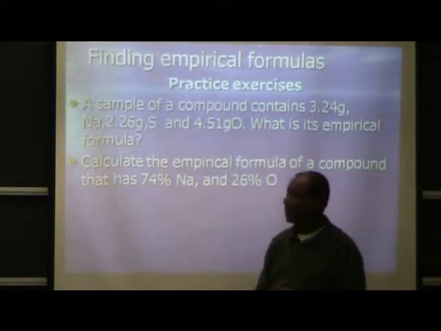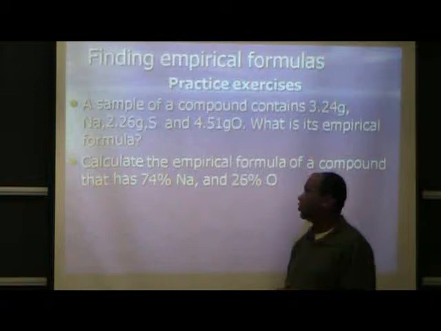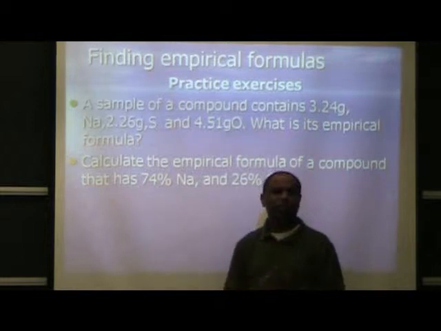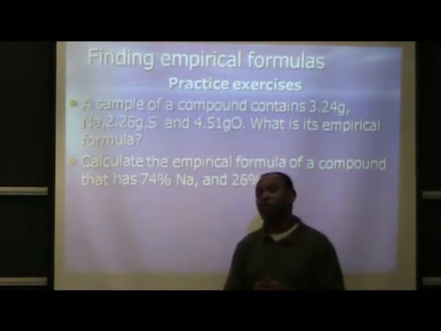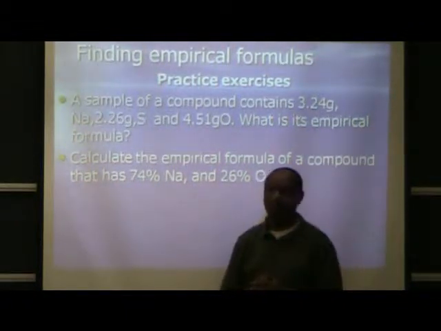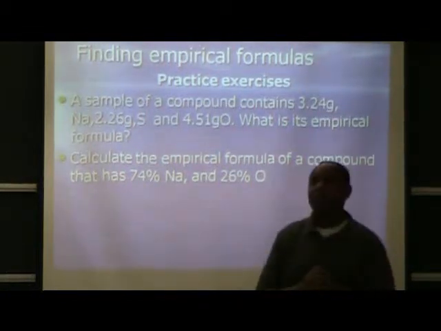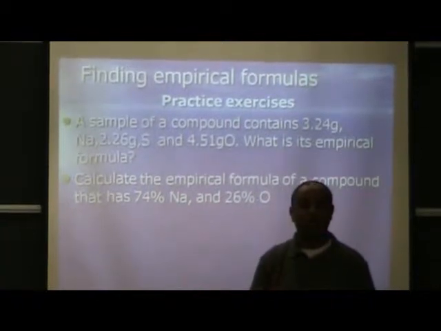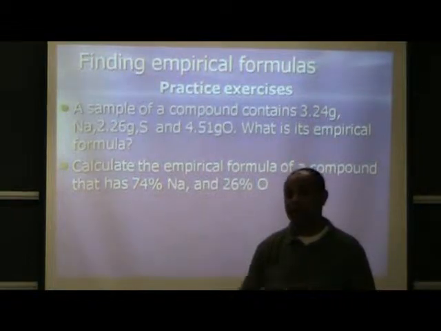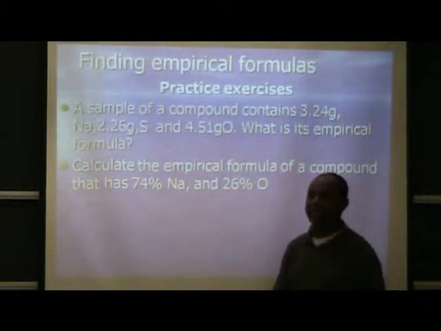Second person said 2.26 divided by 32. Is that what you said? 0.14. Okay, everybody, I want you to write the numerical value for sodium. 3.24 divided by 23, what do you get? 0.14. Write that down. 2.26 divided by 32, what do you get? 0.07. Do you agree, everybody? Okay, let's continue. 4.51 divided by 16.